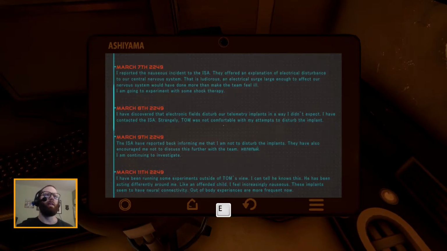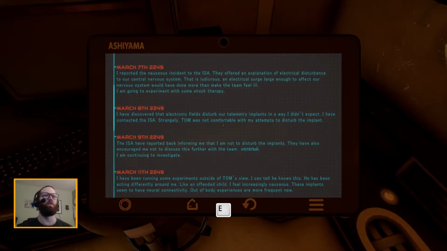I have discovered that electronic fields disturb our telemetry implants in a way I didn't expect. I have contacted the ISA. Strangely, Tom was not comfortable with my attempts to disturb the implant. Tom? The ISA have reported back informing me that I am not to disturb the implants, okay? They have also encouraged me not to discuss this further with the team.